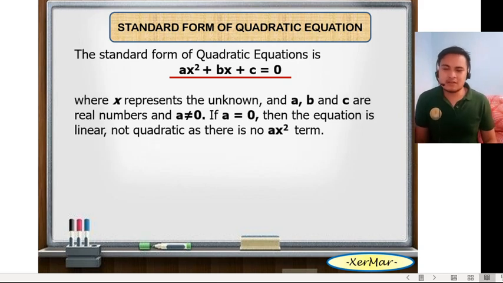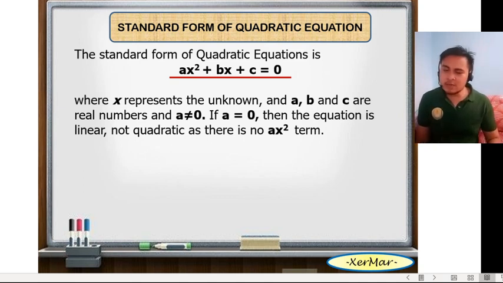Where x represents the unknown. Okay? Pag sinabing unknown, ito yung hindi natin alam kung ano yung value unless is-solve natin. And a, b, and c are real numbers. And a is not equal to 0. Bakit? Okay? So if a is equal to 0, then the equation is linear, not quadratic, as there is no ax squared term.